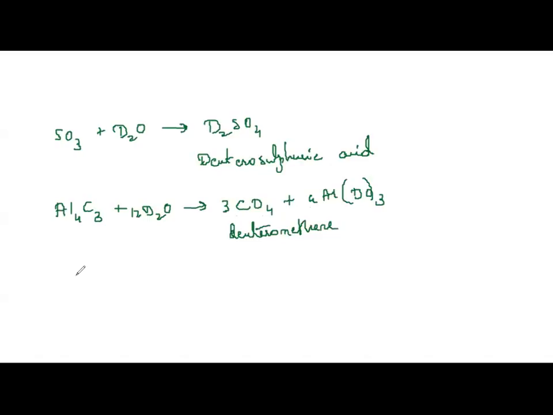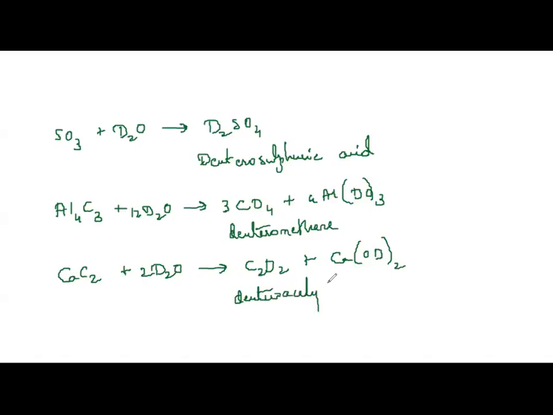Similarly, calcium carbide, CaC2, reacts with 2 molecules of D2O to form C2D2 and Ca(OD)2. That is calcium deuteroxide, and aluminium deuteroxide earlier. C2D2, like how you have C2H2 acetylene, we call deuteroacetylene.